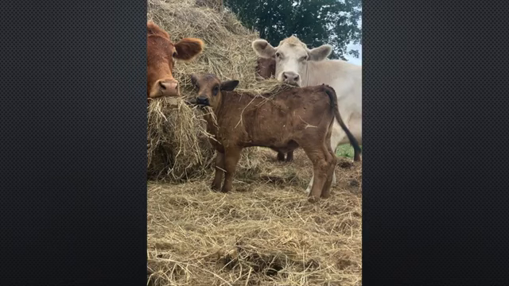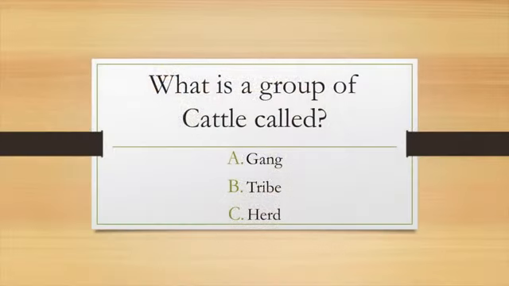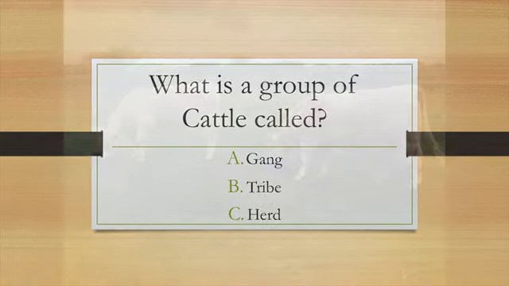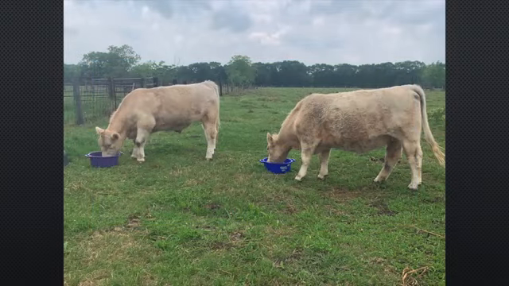Question number 2. What is a group of cattle called? Is it A, a gang, B, a tribe, or C, herd? If you pick C, then you're correct. Cattle are animals that like to be in groups rather than by themselves, so the correct name for more than one cattle in a group would be a herd. Good job.